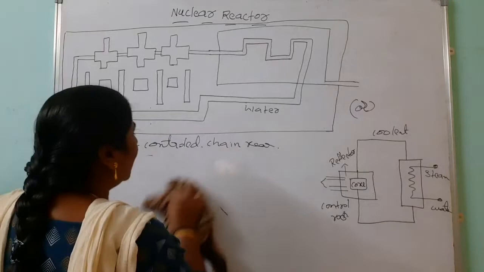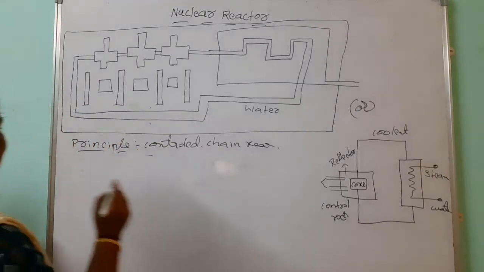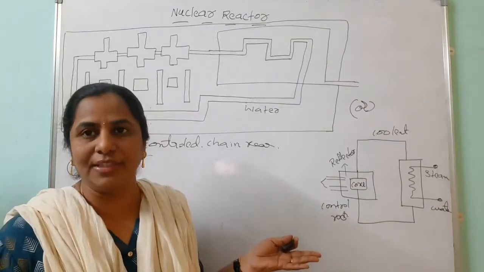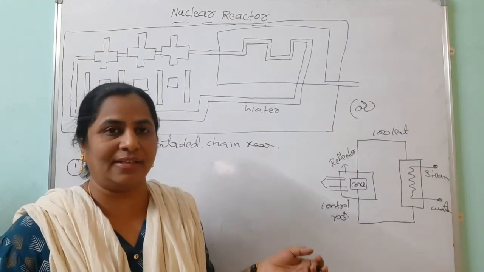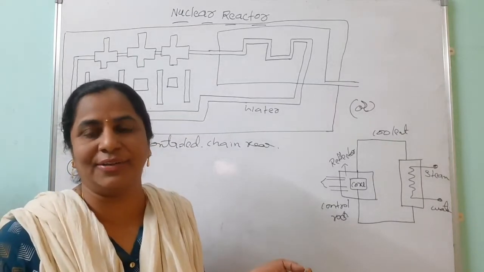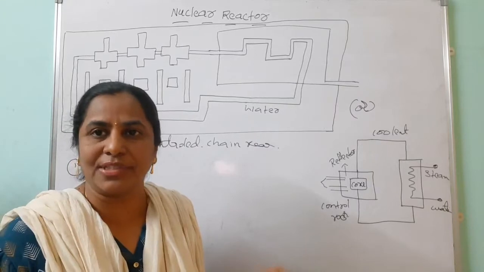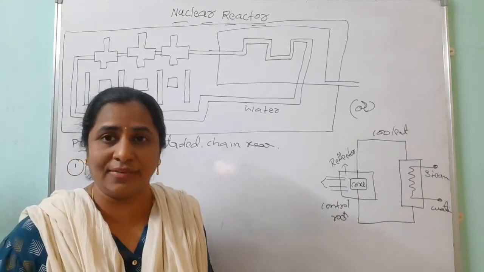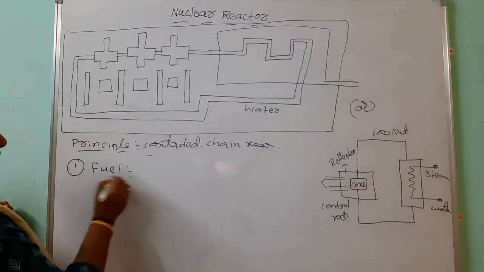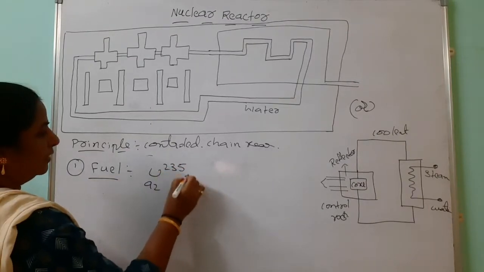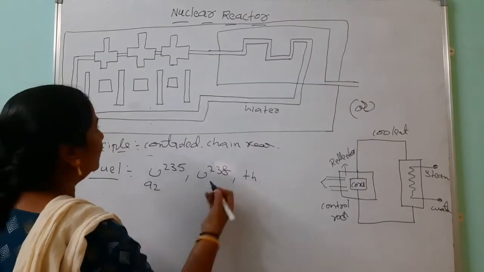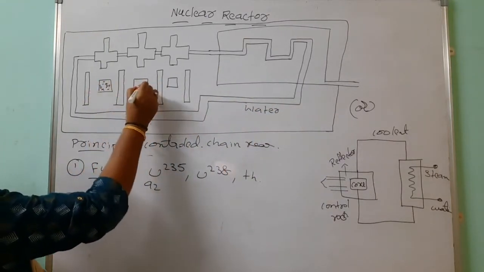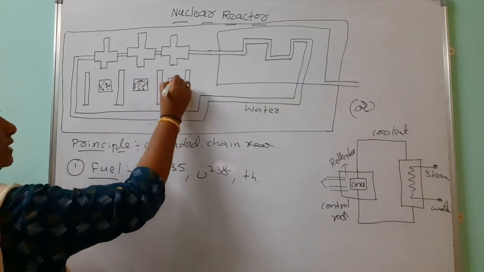Now, what are the parts of this nuclear reactor? First one is fuel. Without fuel, we can't run the show. Like that, without fuel, we can't discuss the nuclear reactor. Mostly we are using heavy atoms like uranium and thorium: uranium-235, uranium-238. These are heavy atoms that we can use as fuel. See, uranium 92-235, uranium-238 and thorium also we can use as fuel. Where are we placing this fuel? Look here. We are enclosing it in aluminium cylinders. These are the fuel.